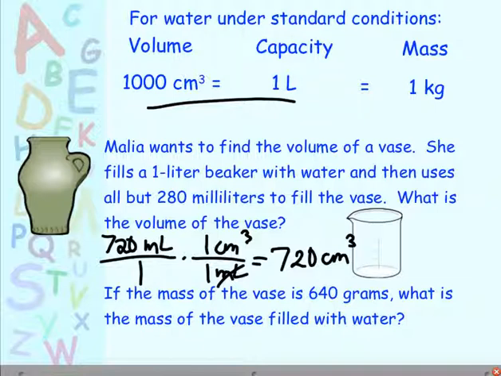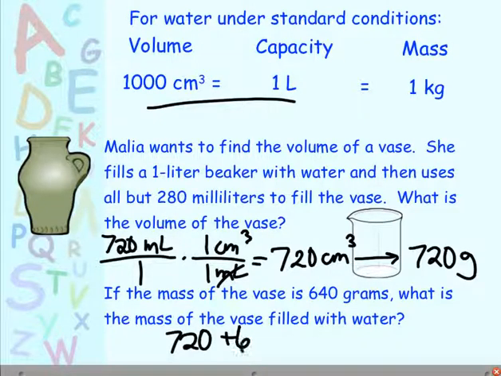If the mass of the vase is 640 grams, what's the mass of the vase filled with water? Well, to take the 720 centimeters cubed, we can say, using our other conversion, 1 centimeter cubed is the same thing as 1 gram, so we have 720 grams. So if I have the vase and the water, I am doing 720 plus 640, which means that I get 1,360 grams. That's how heavy that vase is going to be with the vase and with the water in it.